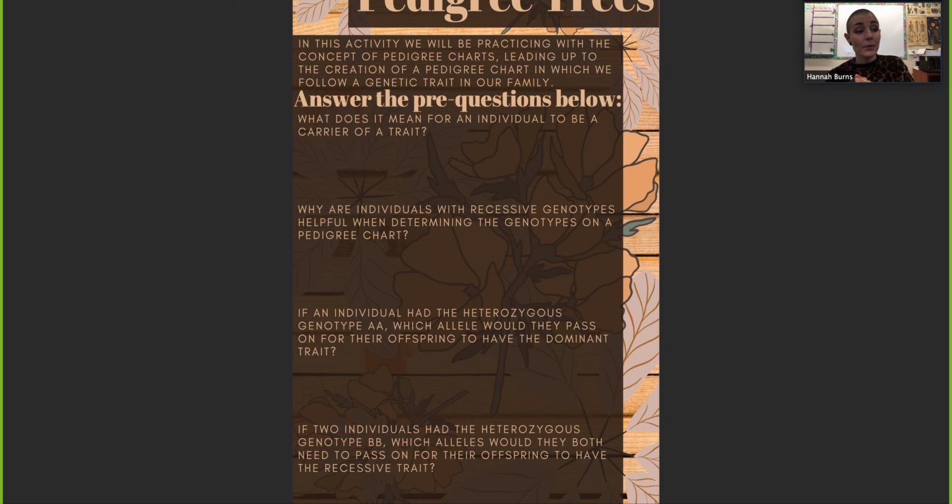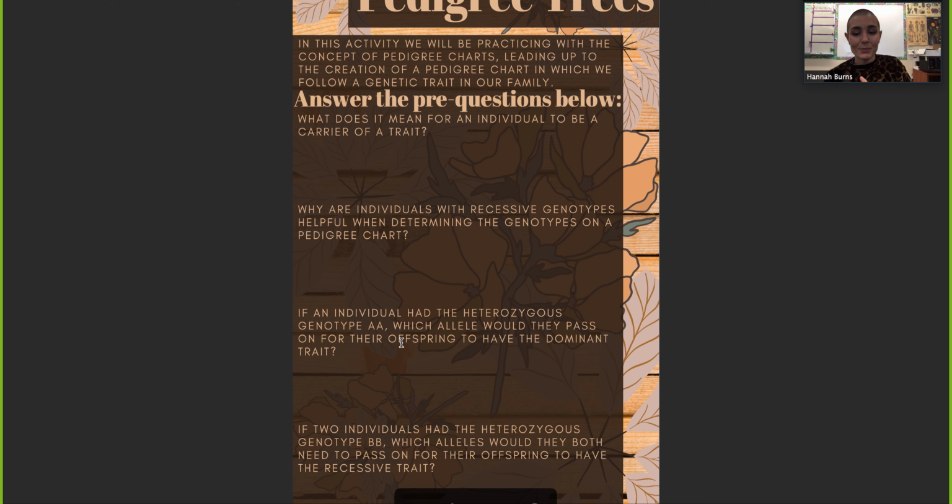If, for example, my partner was homozygous recessive and they had two recessive alleles for blue eyes, knowing that we get one from mom, one from dad, if I pass on my recessive allele and they inherit the other recessive allele from dad, then they'll have blue eyes. Even though I have brown eyes, I carry the recessive allele, which means I can pass it on to my offspring, okay? And then these two questions down here, I know it's a little confusing.